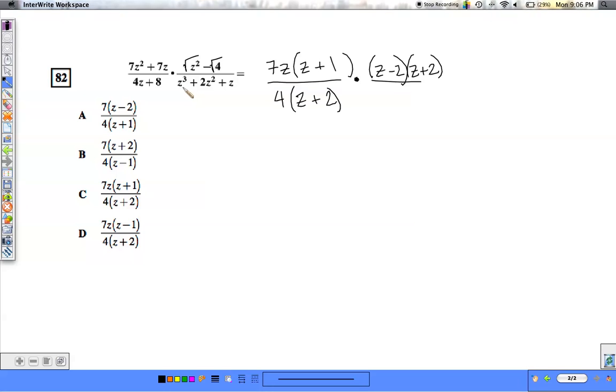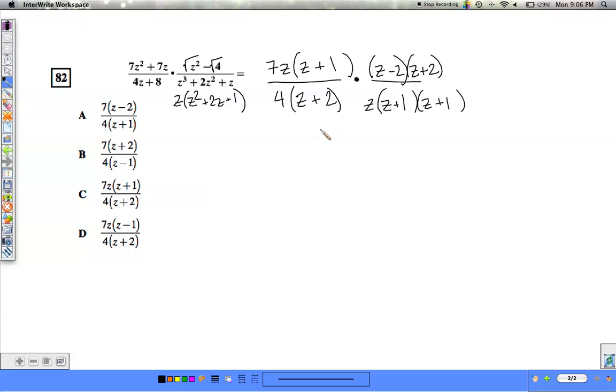On the bottom of the equation, I see that I've got z to the third plus 2z squared plus z. Now, looking at this, all three of these terms share a z. So if I factor it out, now I've got z times the quantity z squared plus 2z plus 1. The z is going to stay on the outside, and I've just got to think of a number that multiplies to get 1 and adds to get 2. Well, z plus 1 times z plus 1.